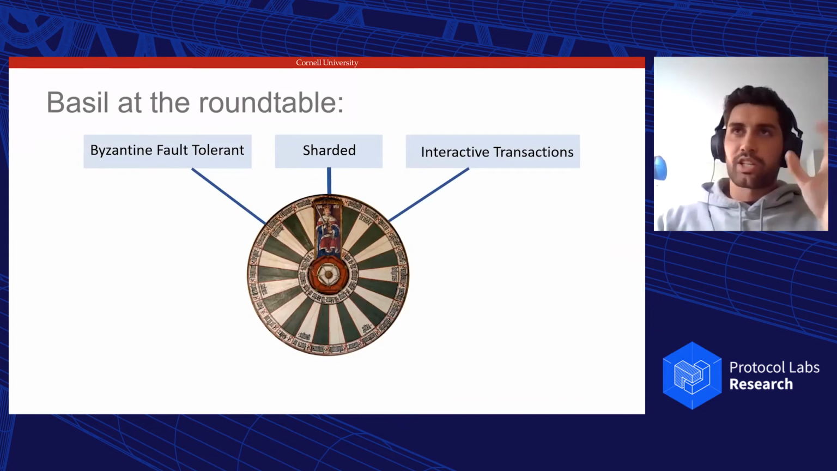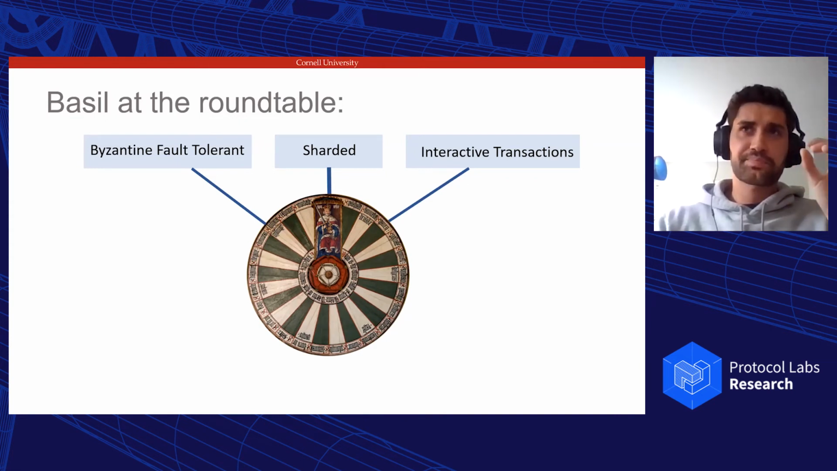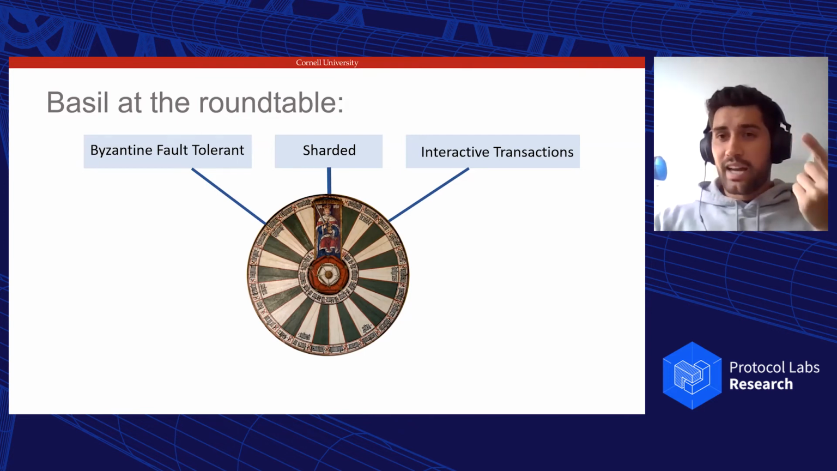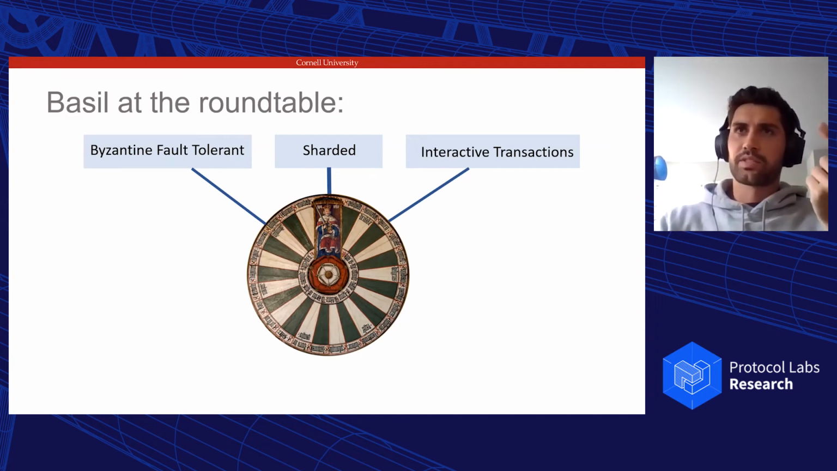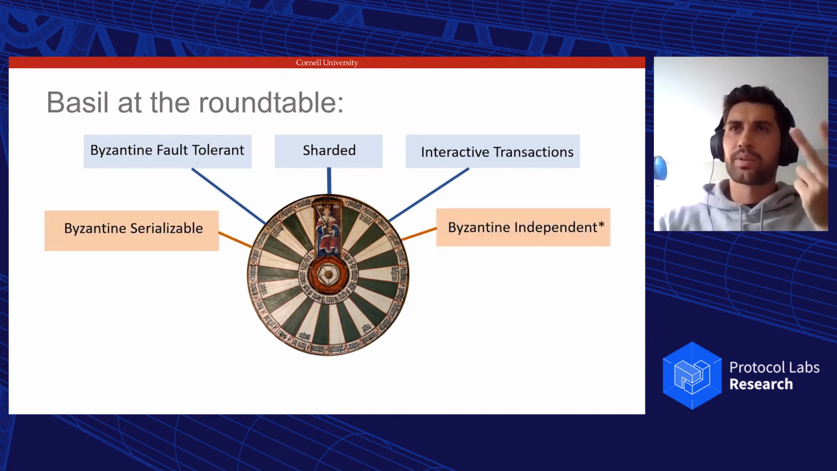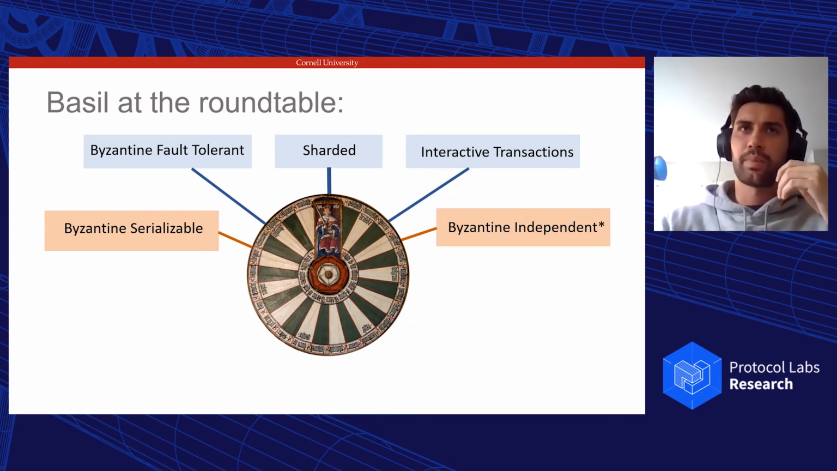Yeah, at this point, I want to cut short this ever so brief overview I gave you of Basil, give you a quick recap and resume. So we built Basil, which is a replicated and sharded BFT database. It implements interactive transactions that offer a flexible application interface for developers. And it meets both these properties of Byzantine serializability and Byzantine independence that I alluded to, but we define in more detail in the paper.